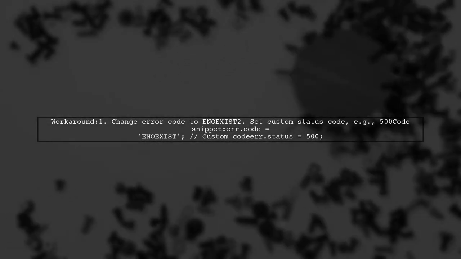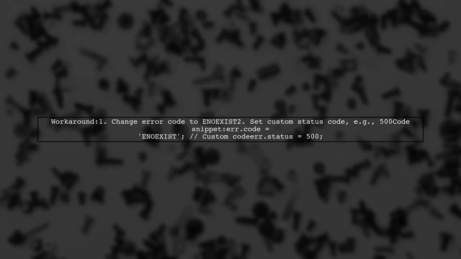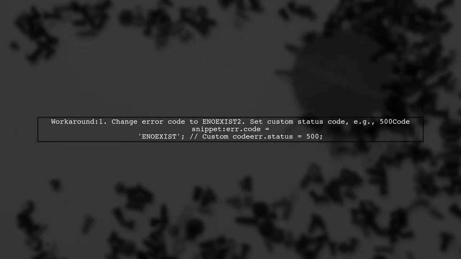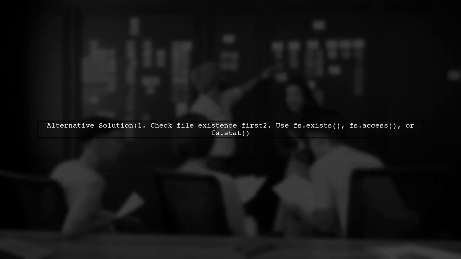If you want to change the status code, there's a workaround. You can modify the error code to something like ENOEXIST, tricking Koa into returning a different status. Another option is to check if the file exists before trying to read it. You can use methods like fs.exists, fs.access, or fs.stat for this.